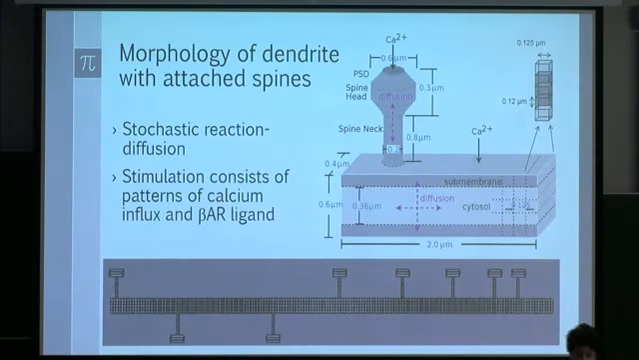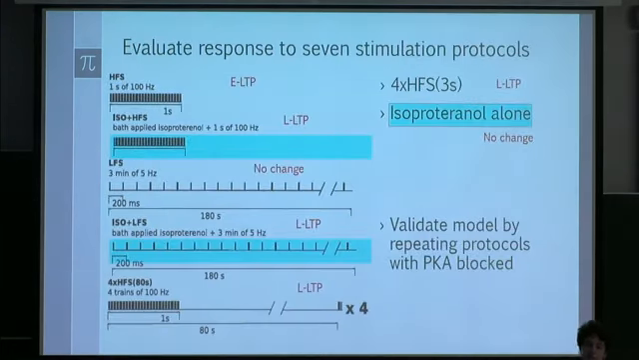Okay, so most of the simulations I'm going to talk about are done in this very short 2-micron dendritic segment with a single spine. In the spine, there's axial diffusion, calcium influx at this postsynaptic density region, and also into the dendrite, as would occur with activation of voltage-gated channels. A few of the simulations use this 20-micron long morphology with multiple spines. And our stimulation patterns will be patterns of calcium influx and a beta-adrenergic ligand.